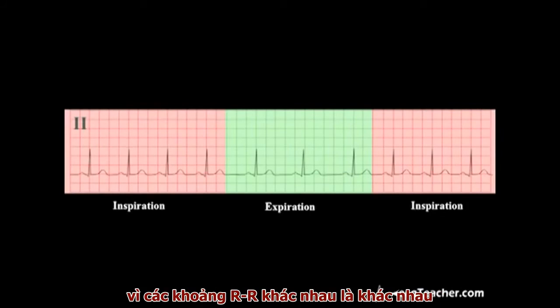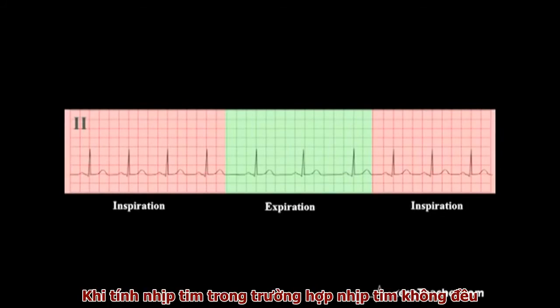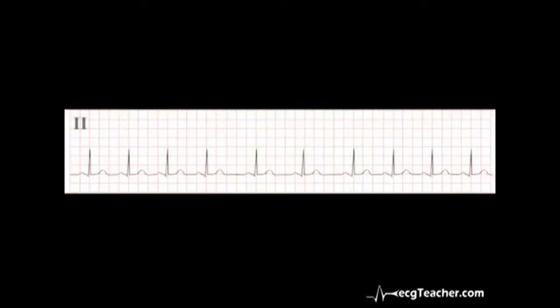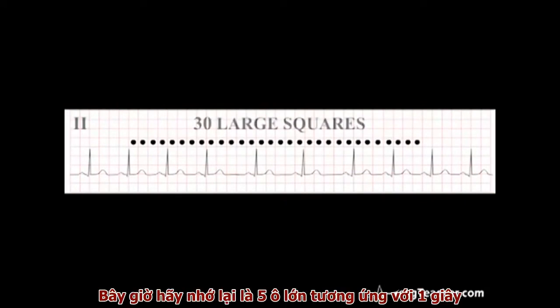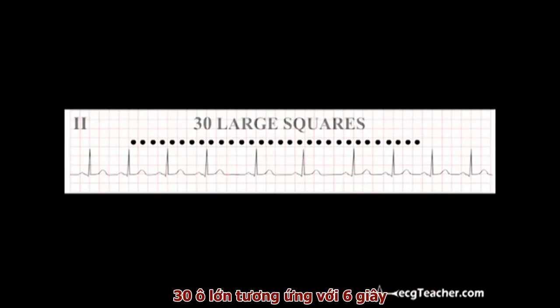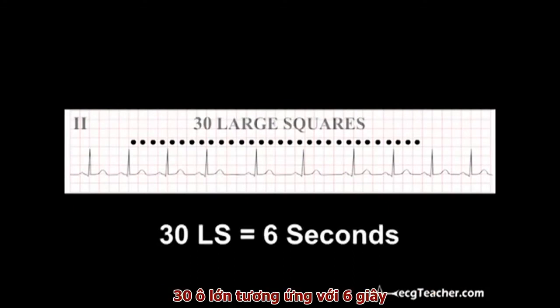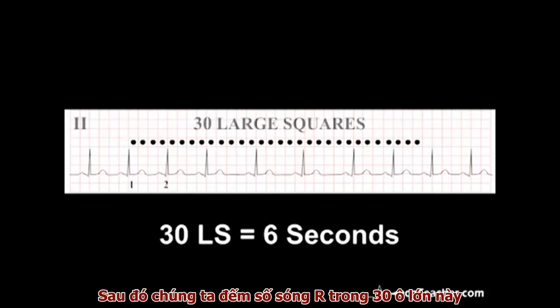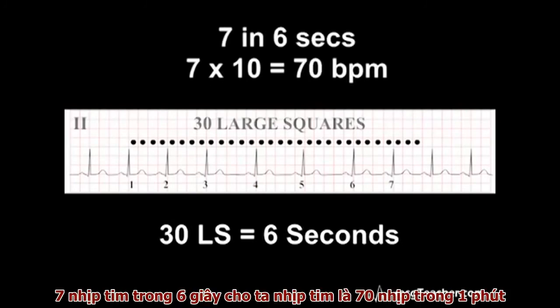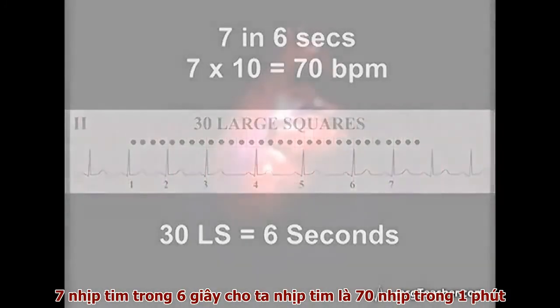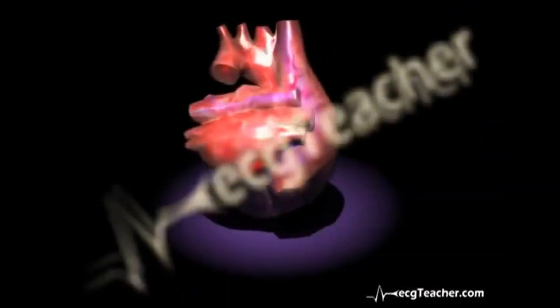We cannot use the RR interval technique to calculate heart rate in this case, as the RR interval varies. When calculating the heart rate from an ECG in the presence of an irregular rhythm, count out 30 large squares. Now, remembering that 5 large squares equates to 1 second, 30 large squares corresponds to 6 seconds. Count the number of R waves in these 30 squares. In this case there are 7. 7 beats in 6 seconds gives a heart rate of 70 beats per minute.